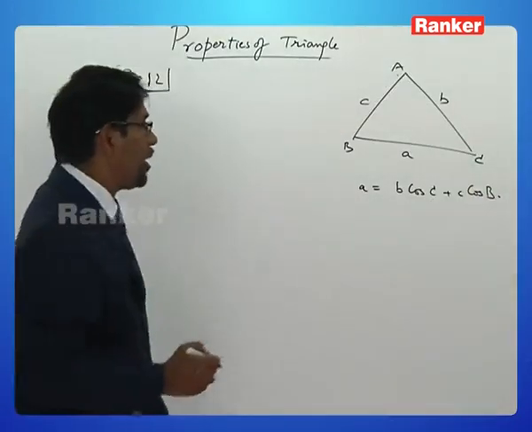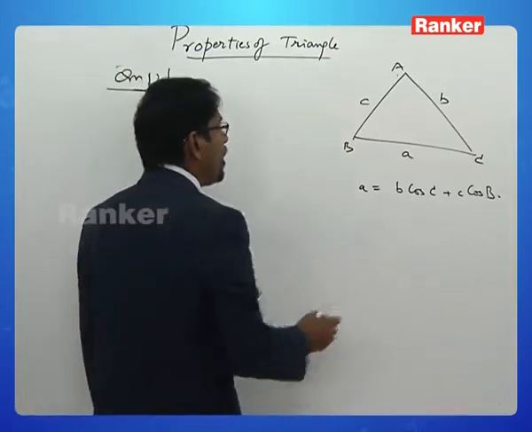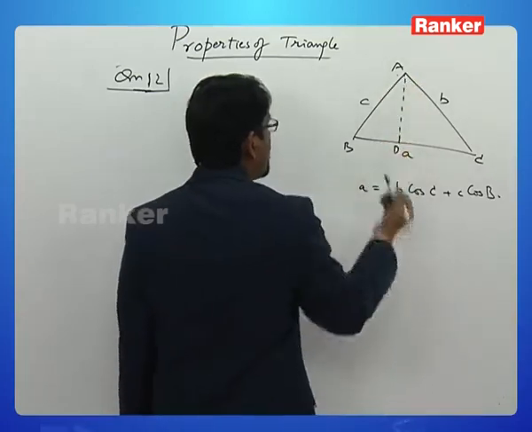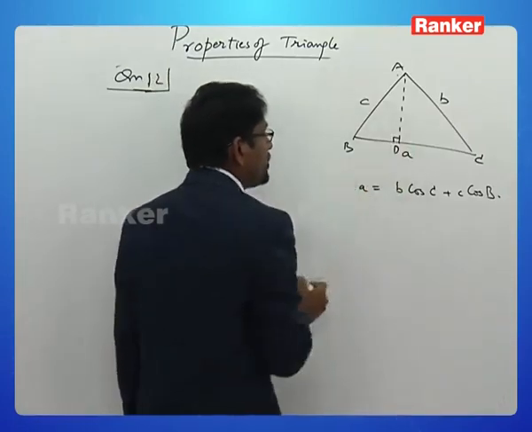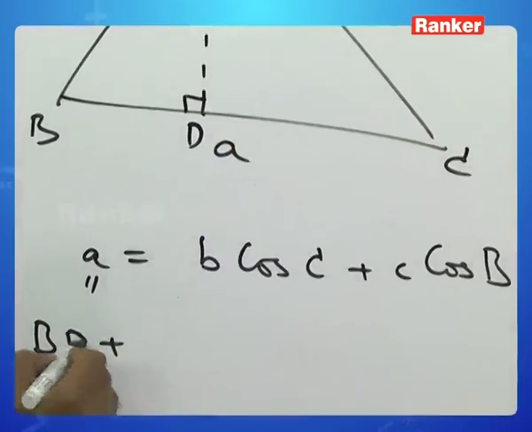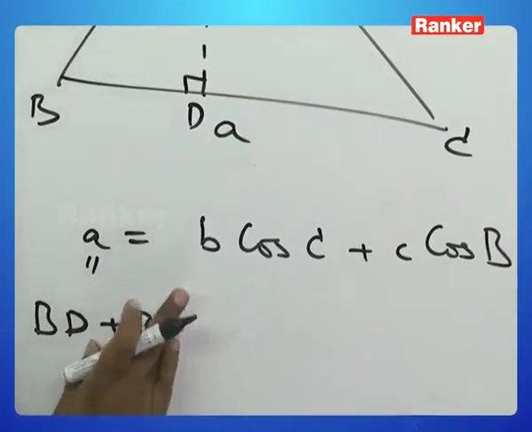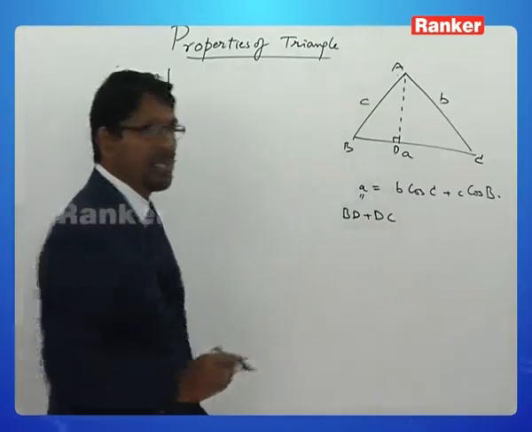The side A will be equal to B cos C plus C cos B. That can be easily proved here. Drop an altitude from A. Let us say the foot is D. A is nothing but BD plus DC.